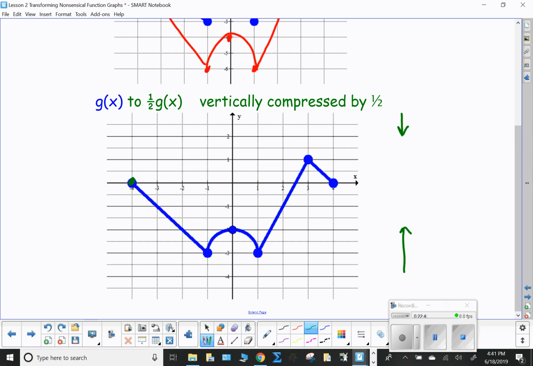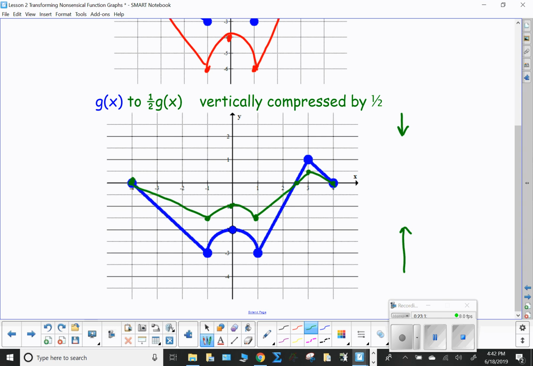1/2. This is going to be half as tall. Half of -3 is -1.5. Half of -2 is -1. Half of -3 is -1.5. Half of 1 is 1/2. And then we're back here at 0. So we come down, over, up, and back down.